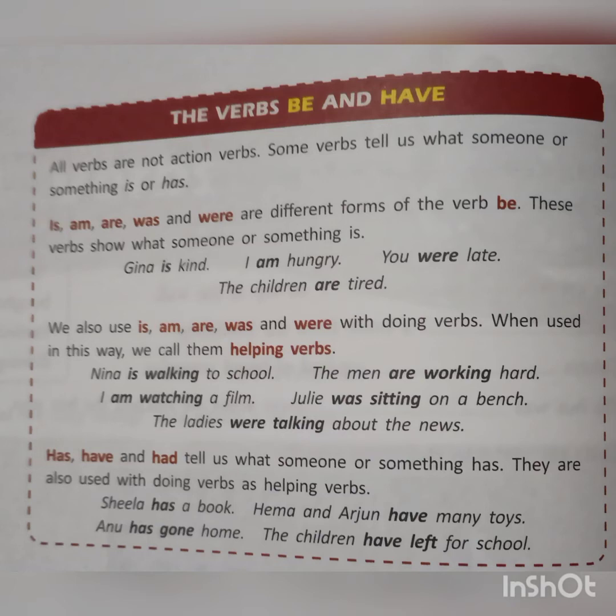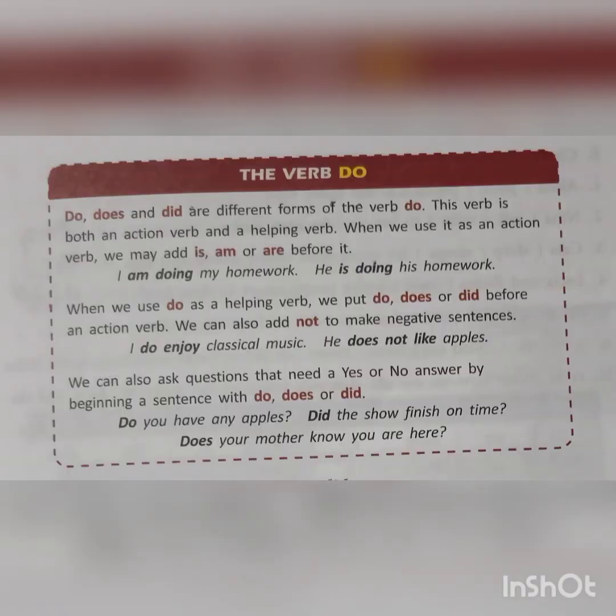The verb do. Do, does and did are different forms of the verb do. The verb is both an action verb and a helping verb. When we use it as an action verb, we may add is, am or are before it.